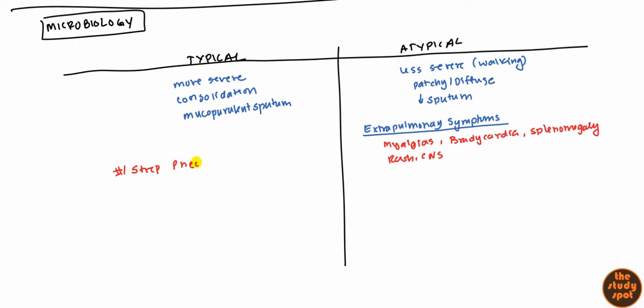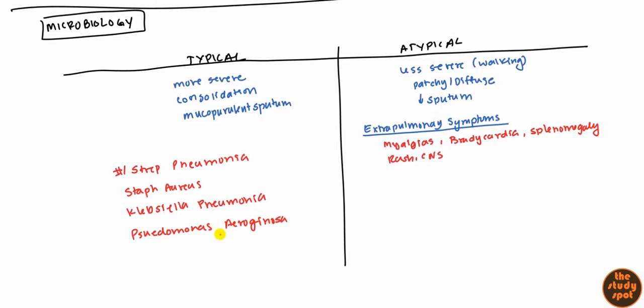So the number one cause of typical pneumonia is strep pneumonia. After that, you have Staph aureus, Klebsiella pneumonia is also one. Pseudomonas is a common typical bacteria, and you have Haemophilus influenzae and Moraxella catarrhalis. So these are the classical bugs that tend to cause a typical form of pneumonia.